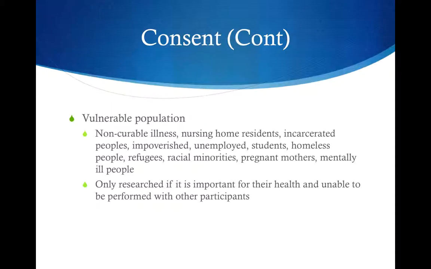Vulnerable populations. So this is not an exhaustive list, but this is a good amount. So people with non-curable illnesses, like if you had terminal cancer, that would be a vulnerable population. Residents in nursing homes who can't fend for themselves, be independent. Incarcerated peoples who don't really have a choice in where they're at. Impoverished, like severely impoverished, poor communities. Unemployed students, both students that are minors and students at the college level, homeless peoples, refugees who are here under refugee status from other countries, racial minorities, pregnant and nursing mothers, mentally ill people. All these would fall into the vulnerable population, and there's really stringent rules on that.